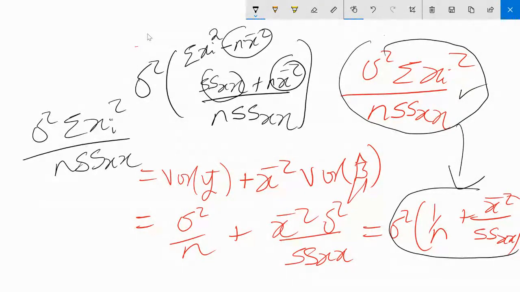The variance of beta 0. Can I erase this, or is there someone still analyzing this? Still analyzing. You are still analyzing. Yes. You are recognized.